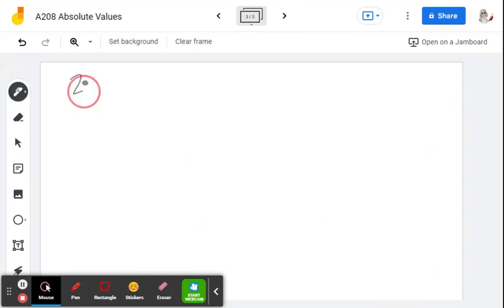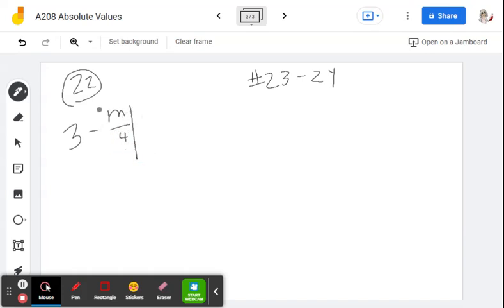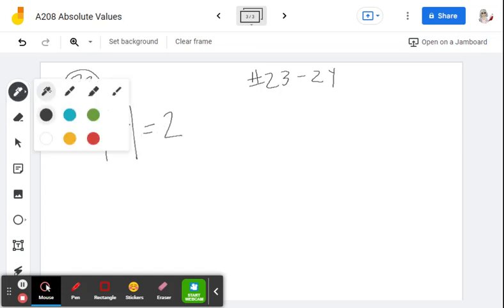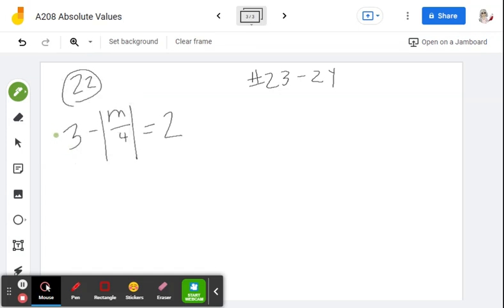Okay, so for our last ones, we have 22 and then 23 to 24. Number 22 is a little tricky because it has that number in front. So this number is adding, and how do I know it's adding? Because there's no sign there. When there's no sign, that's like a plus 3. So my first step, because it's a two-step, is to minus 3. And I get this.